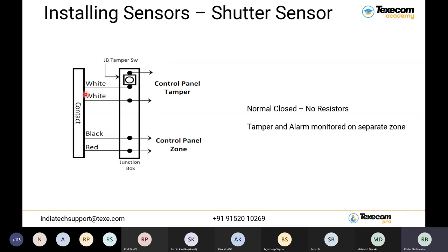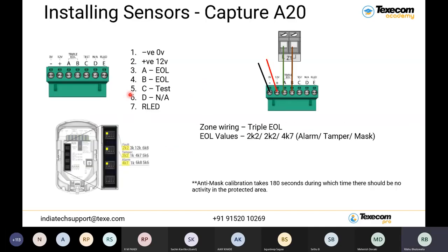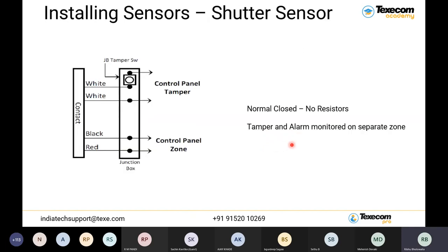As simple as that. One more thing I want to highlight here, whatever we have learned, as you can see, the resistance values 2K2 and 4K7. So always remember that the Texecom panel always detects the alarm at 4K7 resistance value and the tamper alarm at 2K2 resistance value. This is the same for every control panel, for every zone expander in Texecom.